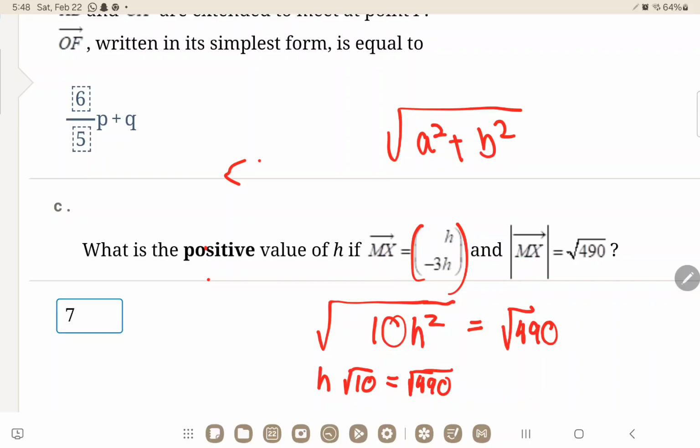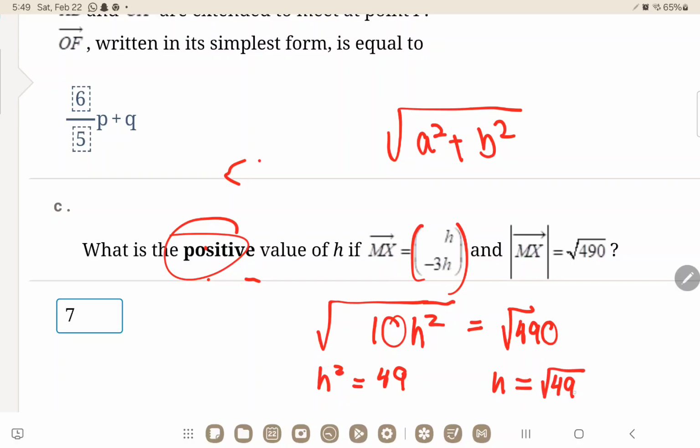Now how do we want to get rid of the radicals? We have to square both sides, right? So we get h squared times 10 equals 490. Now to keep h alone, we have to do h squared equals 490 divided by 10. So h squared equals 49. They said they wanted the positive value. So h equals radical 49, which equals 7 or negative 7. They want the positive value, which is 7. And that's it for this part.